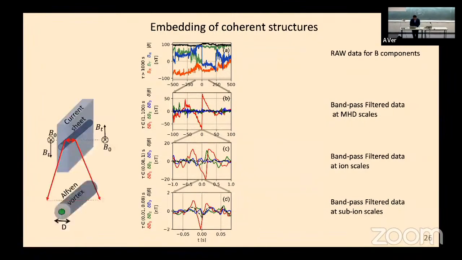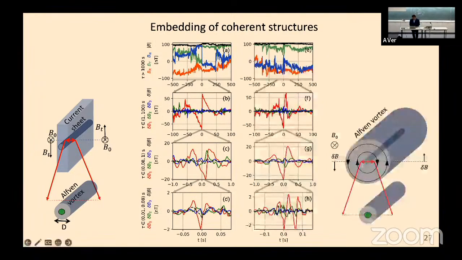So if we focus on the first example, this is the current sheet at MHD scales, and inside this current sheet there is an embedded vortex shown here, and even a smaller vortex inside. The second example shows the embedding of one vortex into another.